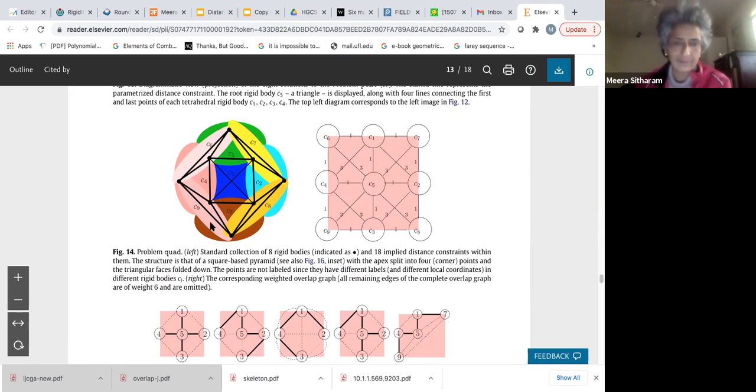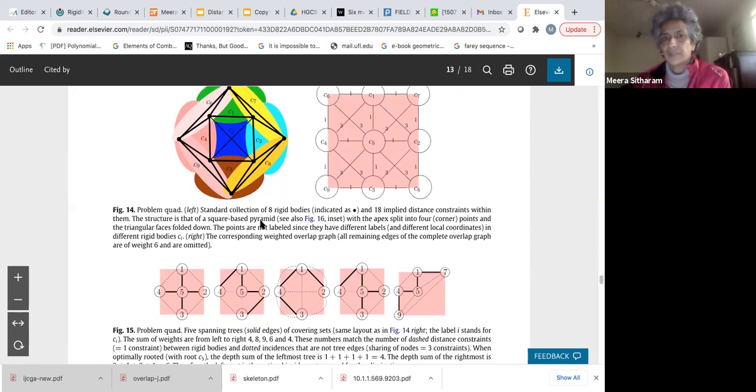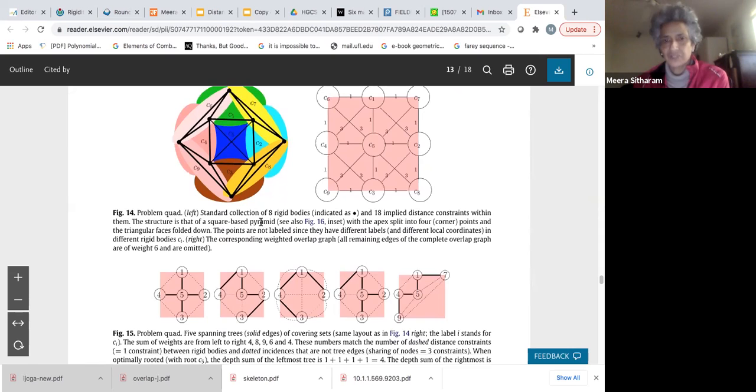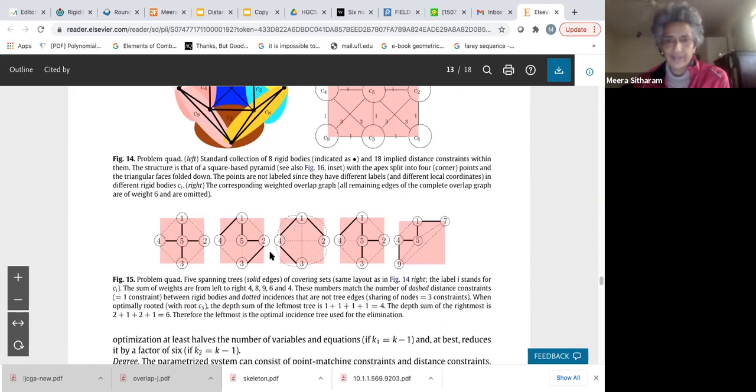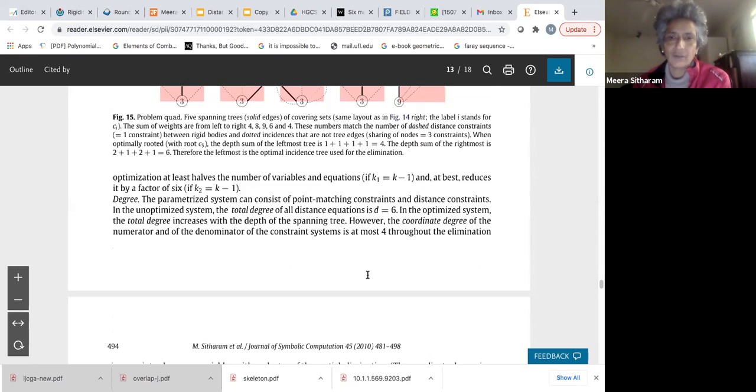Triangle, triangle, triangle, triangle, right? So a whole bunch of them. Here's the overlap graph, and that's another collection with the pairwise trivial intersections. So here's the overlap graph, and here are possible spanning trees, and the choice of covering set, choice of spanning tree, choice of the root. The root allows you to minimize the degree. So those are the optimizations.